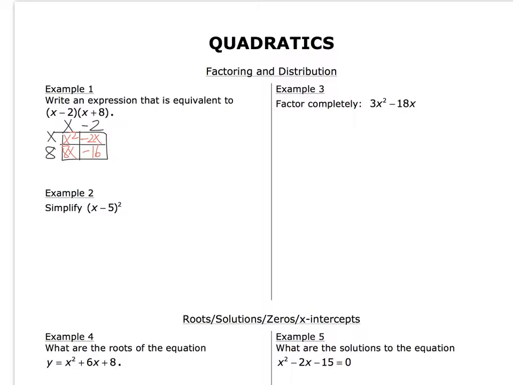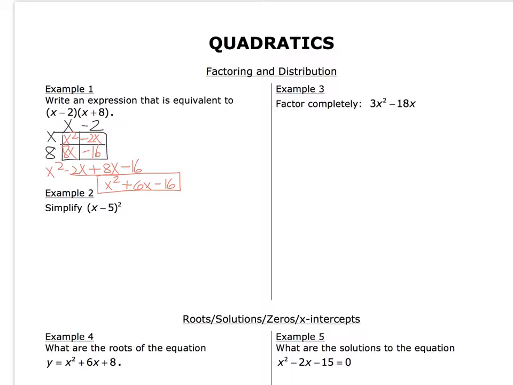All right, so I'm going to write those things out here. So I've got x squared minus 2x plus 8x minus 16. All right, we're going to combine our like terms in the middle, and we're going to get x squared plus 6x minus 16, right? And that's going to be our answer.